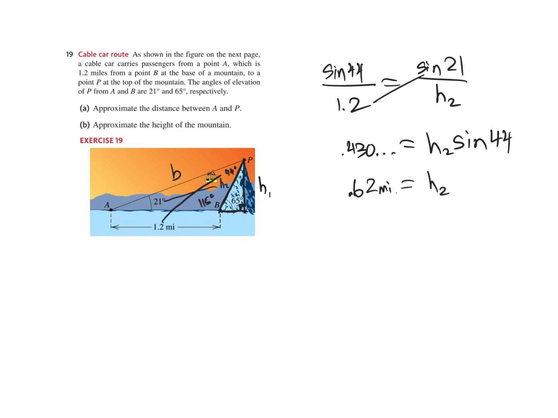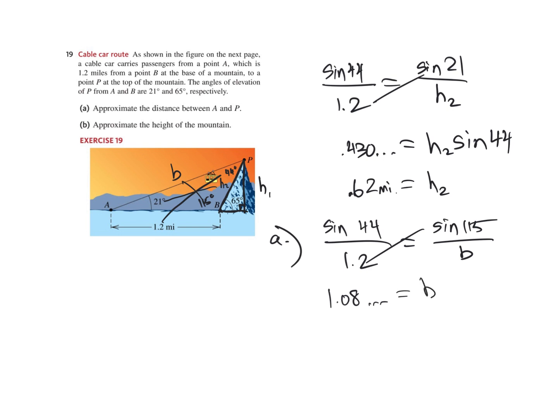All right, but again, that's not what we want. We want little b. So again, you have to do this again. You're going to have to get that H sub 2 anyway, so we'll go ahead and do this. The sine of 44 is to 1.2, as the sine of 115 is to, this is part A by the way, little b. So 1.2 times the sine of 115 is 1.08 and so on, equal to b times the sine of 44. So we're going to divide that answer by the sine of 44. And we get b to be 1.6 miles. So that's the answer to part A.